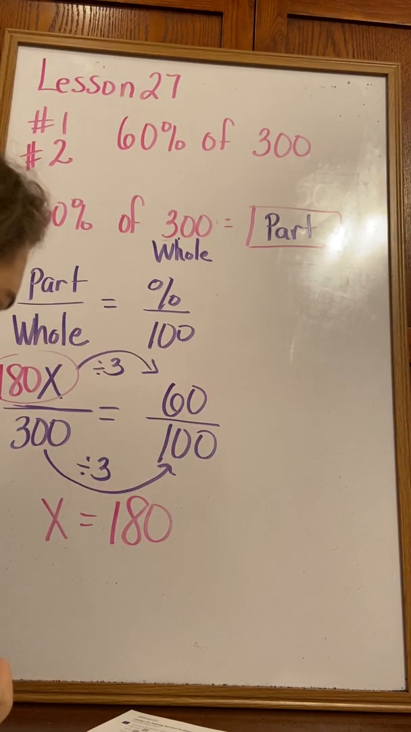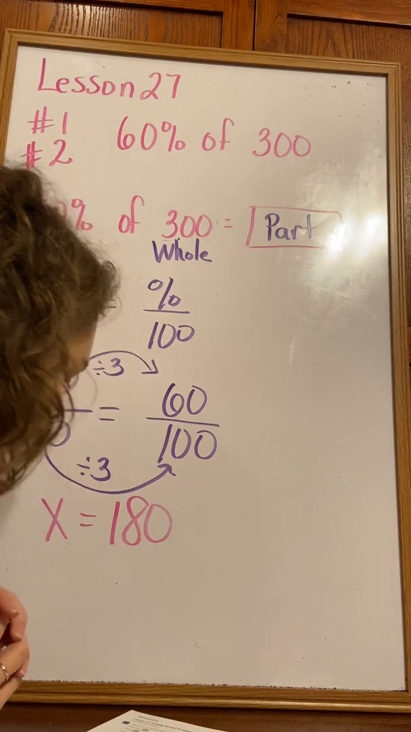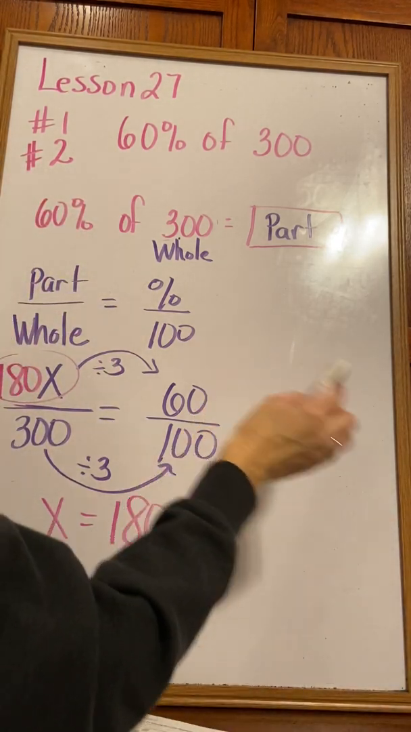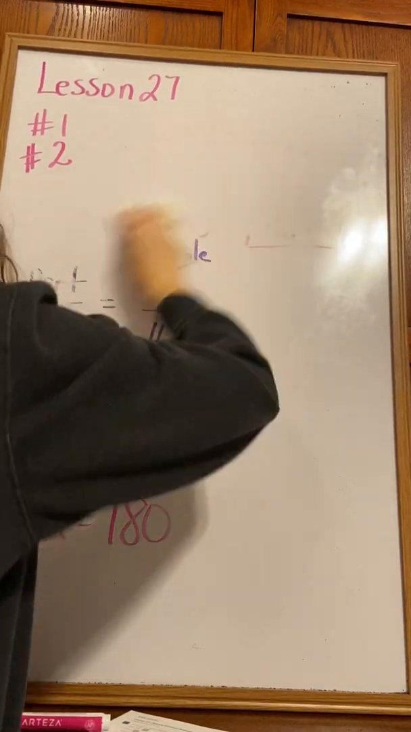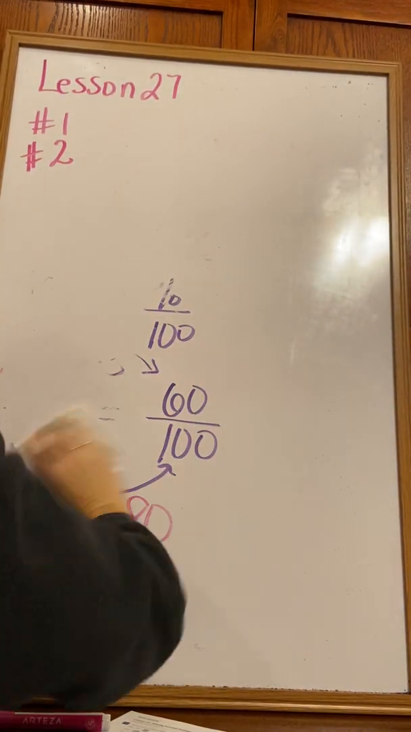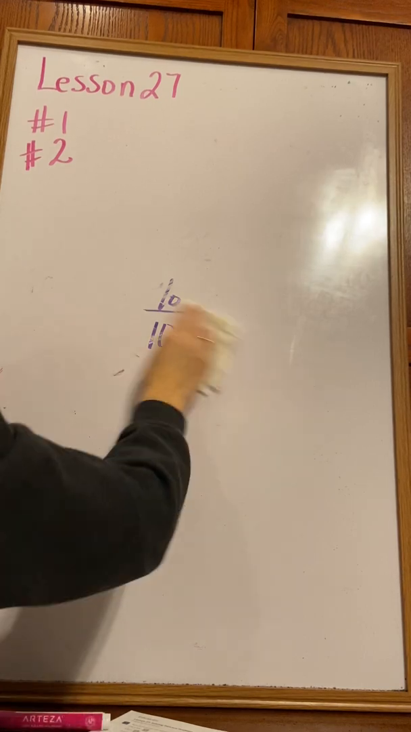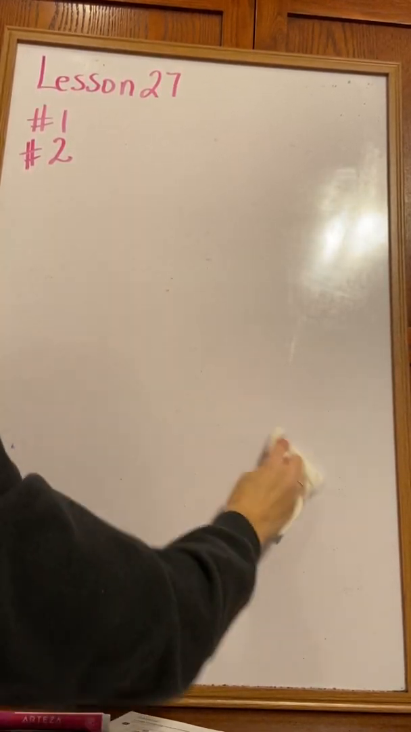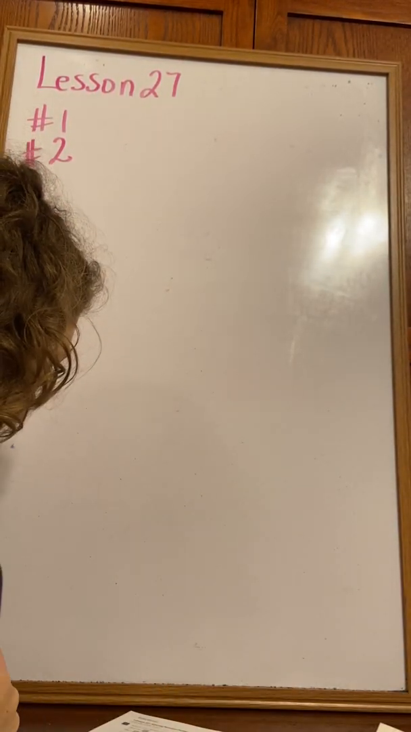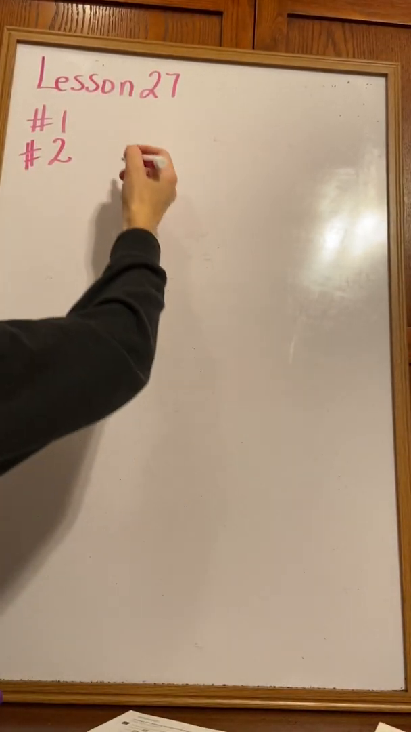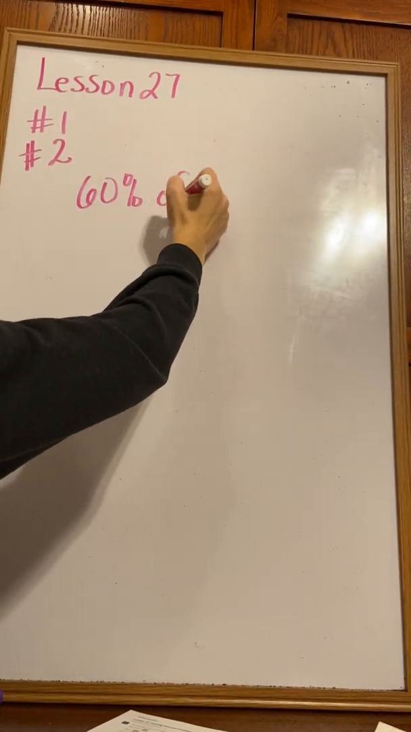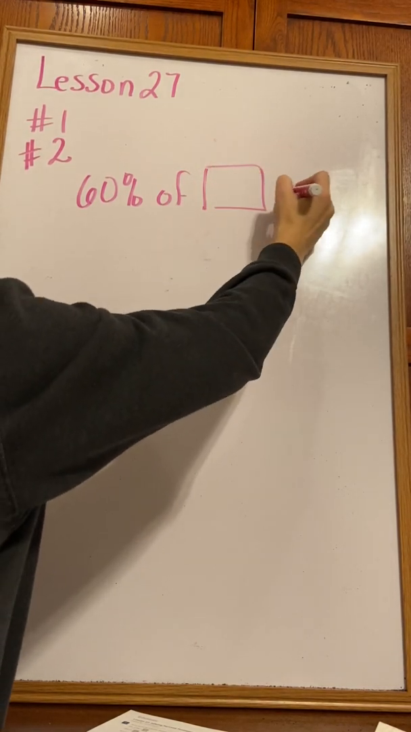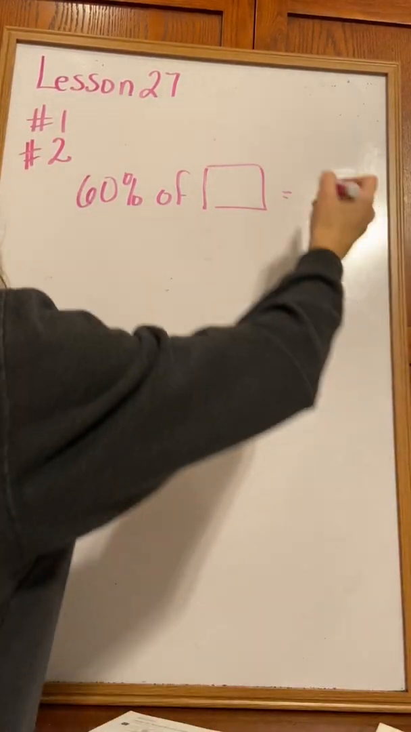Okay, now let's go to part. It's still question number 2, but it's the second part of question number 2. So I'm going to erase this. All right, let me erase that up there too. Okay, question number 2, part 2. 60% of what equals 300?